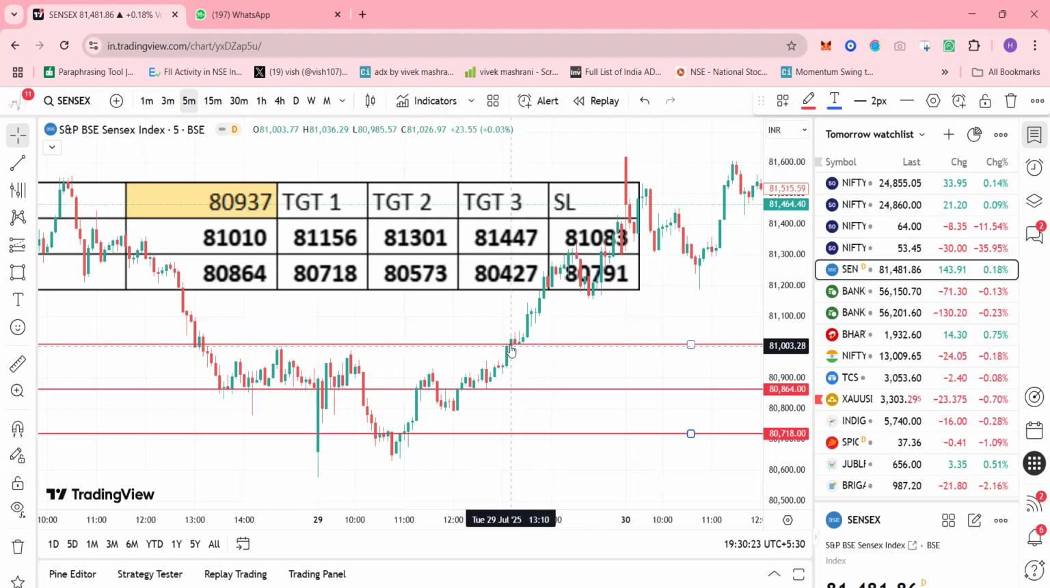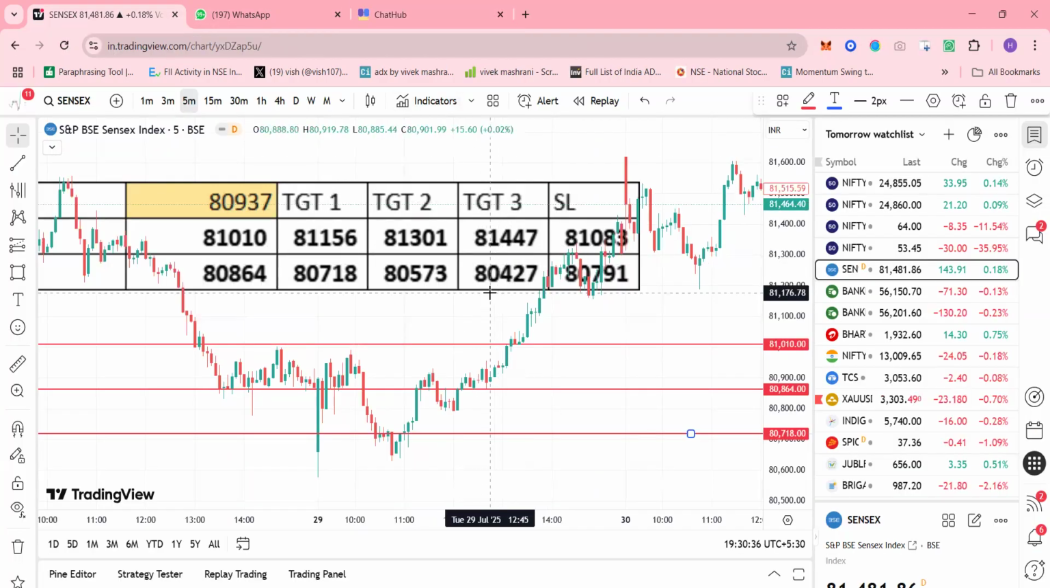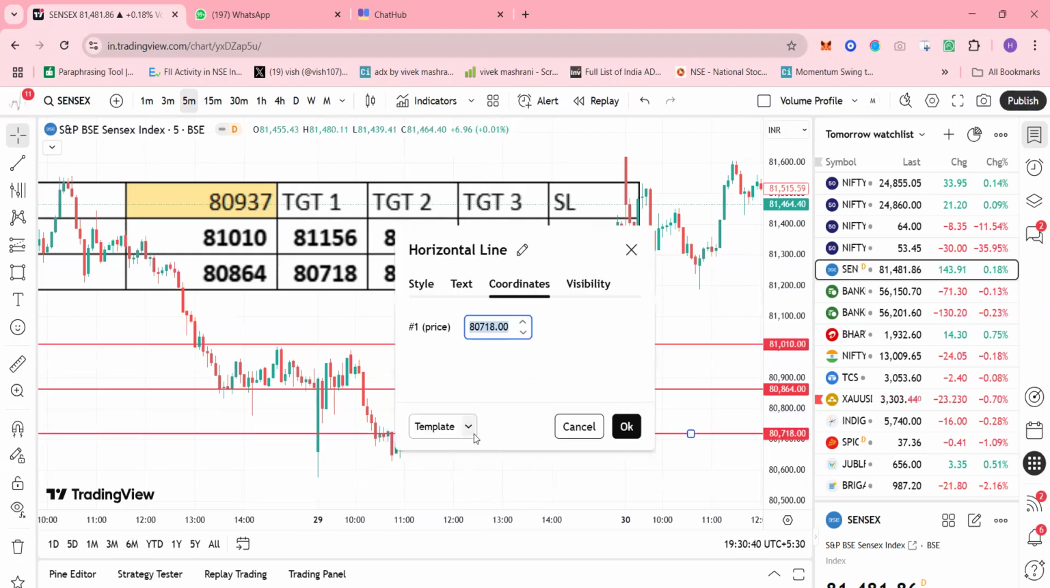What happened at around 1:15? It gave us a buy, correct? Has it crossed 81,010? Yes. What happened here? 81,156 is the first target which got hit.